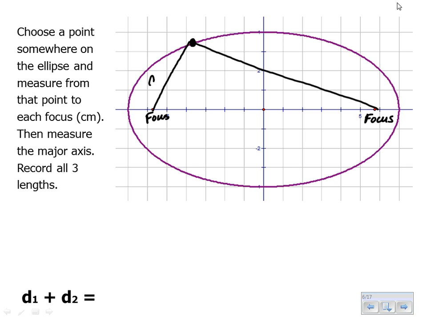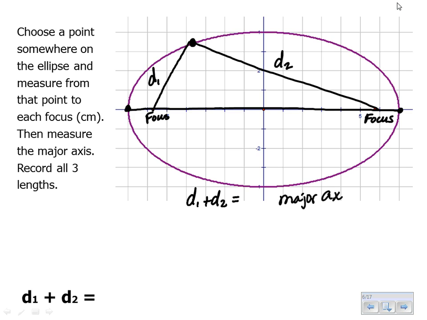Then I want you to label one of these D1 and the other D2, and I want you to measure them, and I want you to add them up. So I want you to do D1 plus D2. Then I want you to measure the length of the major axis from vertex to vertex. And you should notice something very interesting. I think I better erase that and move it over. You should notice something very interesting.